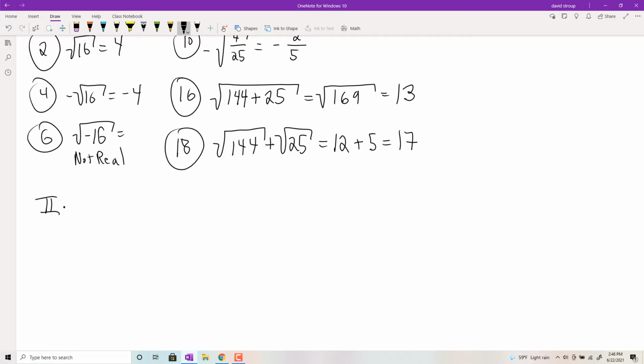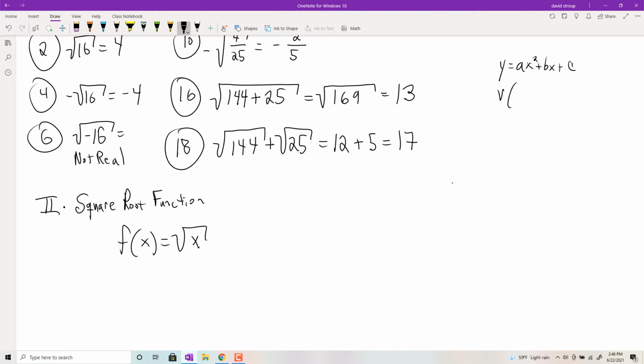Later you'll work with these the way you work with parabolas and graphing parabolas. In particular, what I'm talking about here is the square root function, f of x equals the square root of x. Okay, so you may recall working with parabolas. So you would have over here in the top right, maybe y equals ax squared plus bx plus c. And then you get your vertex, right? So it would be negative b over 2a, comma f of negative b over 2a.